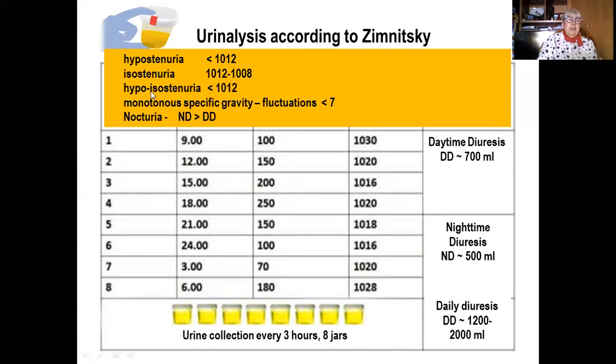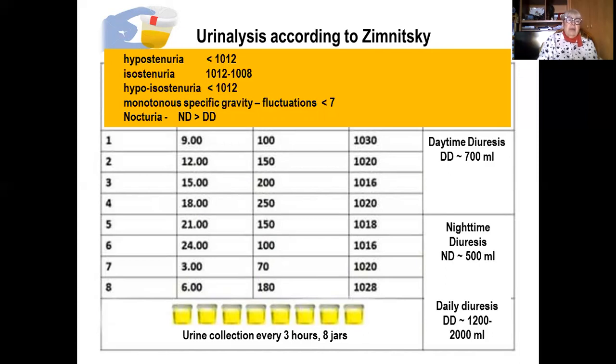And hypoisosthenuria, the very severe disorder of the excretory function of the kidney, will be less than 1012.